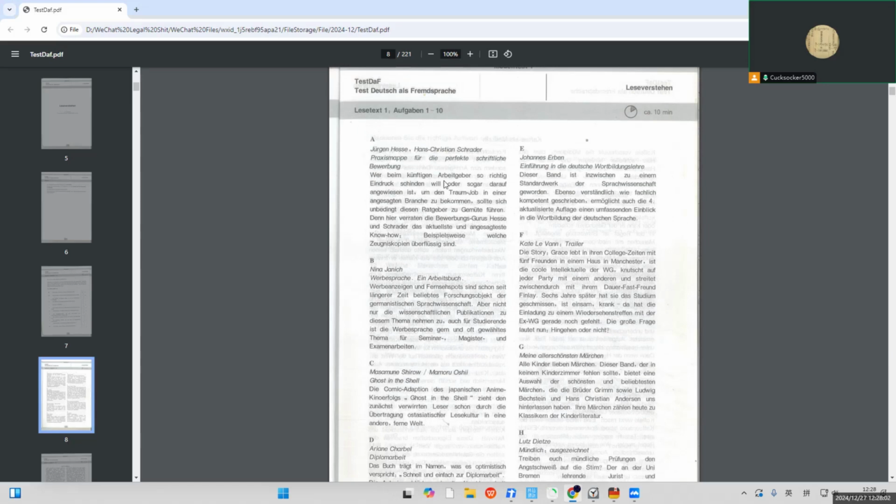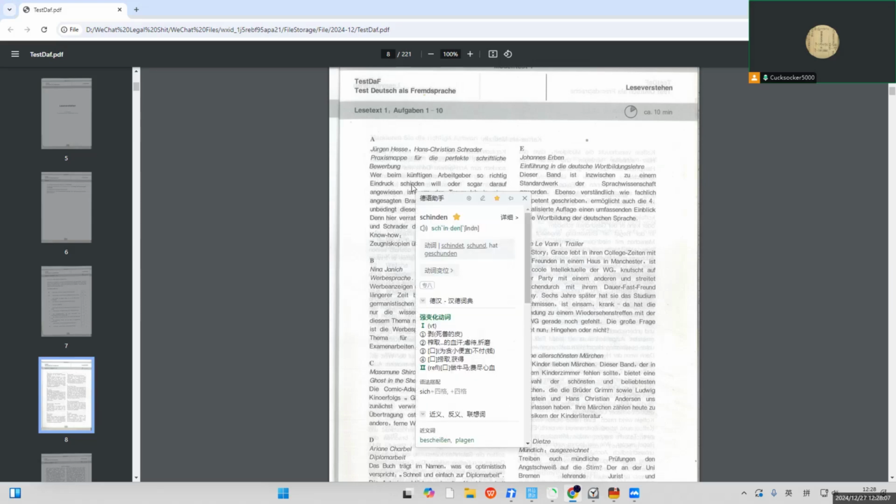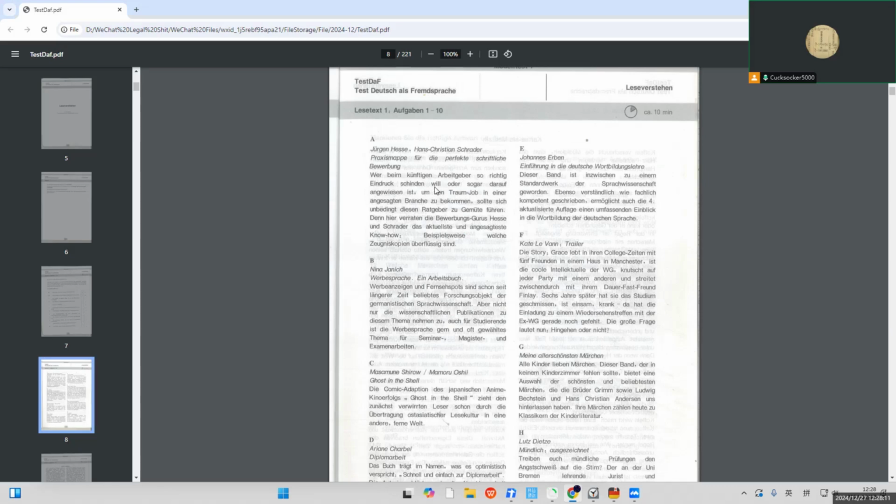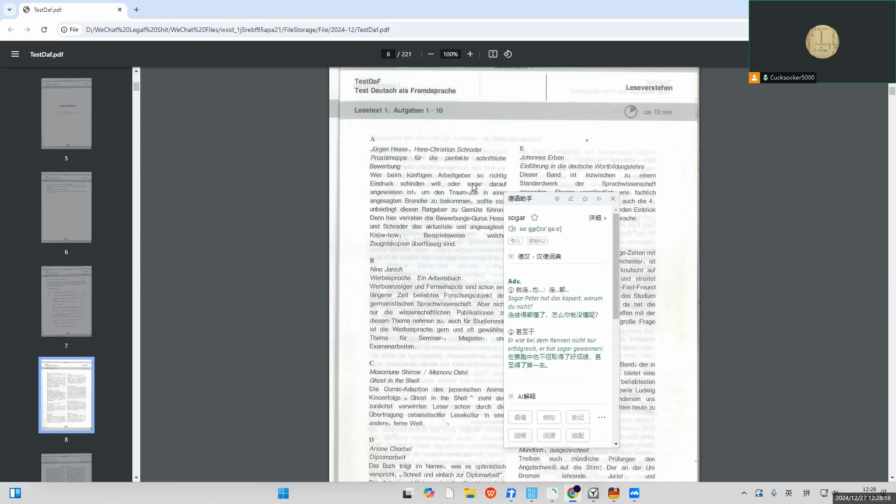Wer beim künftigen Arbeitgeber so richtig Eindruck schinden will, so they want to leave them with a good impression with the Arbeitgeber. If they want to do that, or they're sogar darauf. Das ist another word, sogar. Sogar Peter hat es kapiert. Warum du nicht? Kapisch. Kapieren. Er war bei dem Rennen nicht nur erfolgreich, er hatte sogar gewonnen.